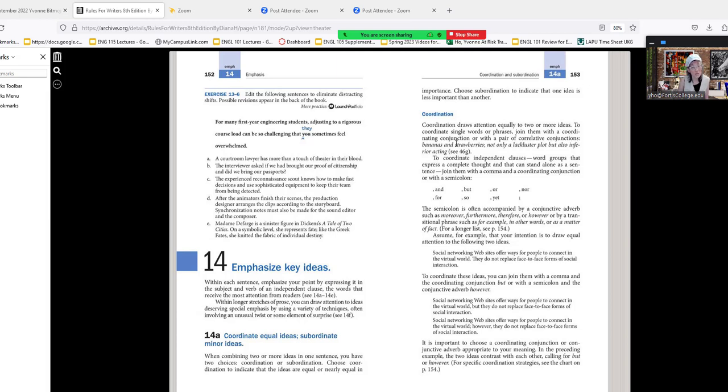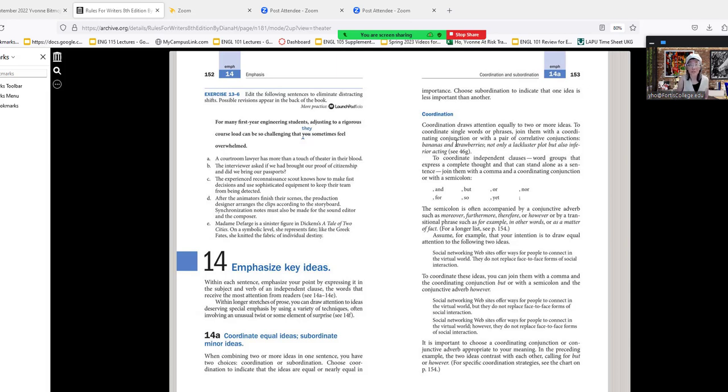To coordinate single words or phrases, join them with a coordinating conjunction or with a pair of correlative conjunctions, such as bananas and strawberries. Not only a lackluster plot, but also inferior acting. To coordinate independent clauses, word groups that express a complete idea and can stand alone as a sentence, join them with a comma and a coordinating conjunction or with a semicolon. So you always use a comma in front of FANBOYS. And this is known as a compound sentence.